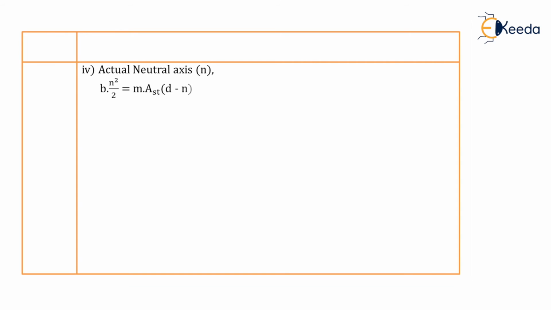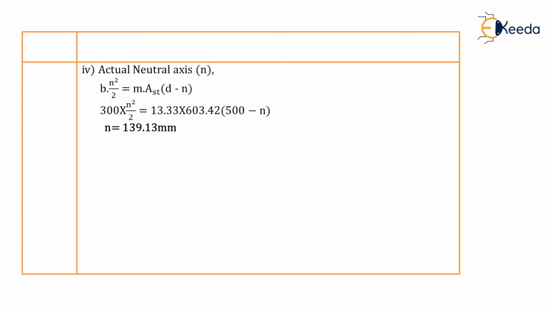Now our next step is to find the actual neutral axis, that is N. From this equation, we can find the value of the actual neutral axis. Here B, the width of section, is given as 300 mm. N is unknown. M, the modular ratio, we have calculated as 13.33. Area of steel we have calculated as 603.42 mm². Small d, the effective depth of the section, is 500 mm, and N is unknown.